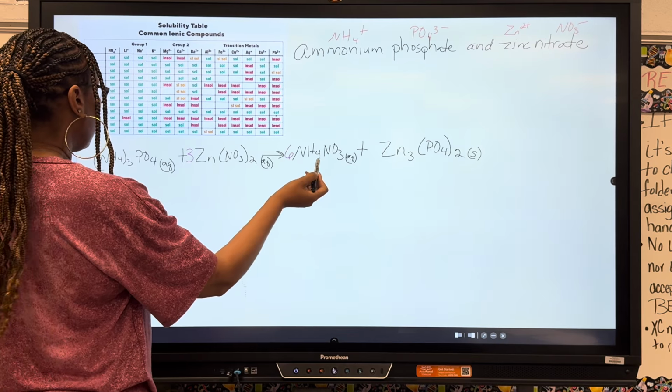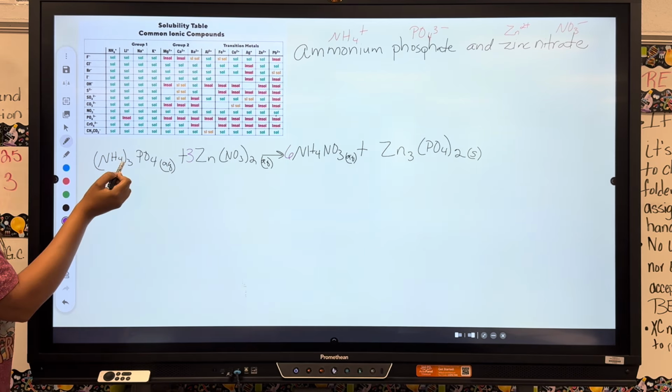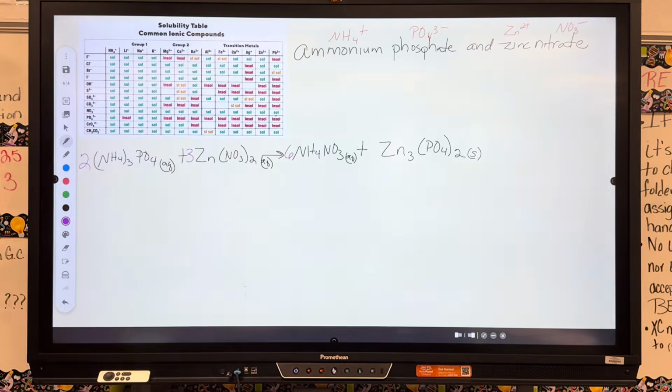That gives me 6 ammoniums. There's only 3 ammoniums here, so I'll put a 2 here. That gives me the 6 ammoniums and the 2 phosphates, which go back to my 2 phosphates on the end. So now I have a complete balanced equation.